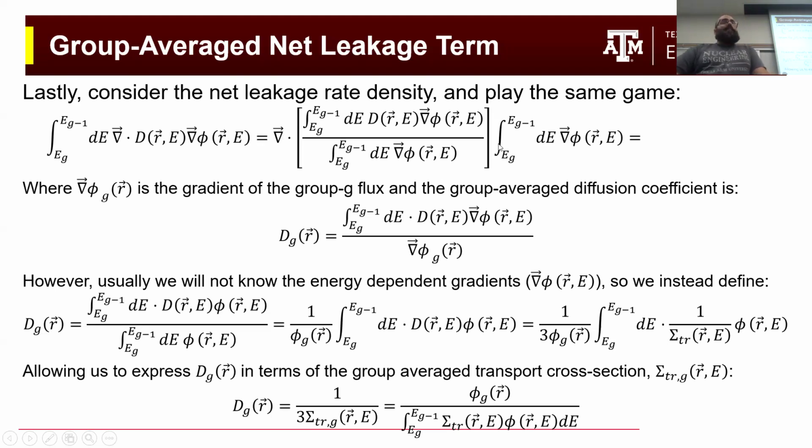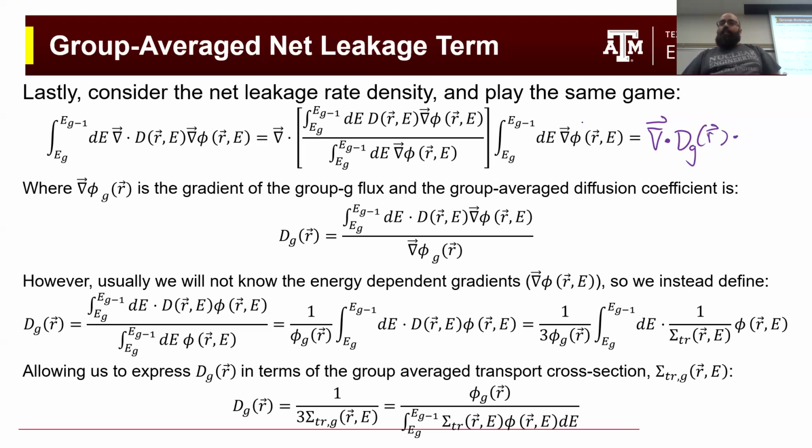And then again, I'm making clever use of an average, but instead of multiplying top and bottom by the integral of my flux over the group width, I'm multiplying top and bottom by the gradient of the flux. So this quantity in the brackets is like a weighted average of my diffusion coefficient, but it's weighted to the gradient of the flux instead of weighted to the regular flux. So I'm going to have that divergence. This term, by definition, is the group G diffusion coefficient.